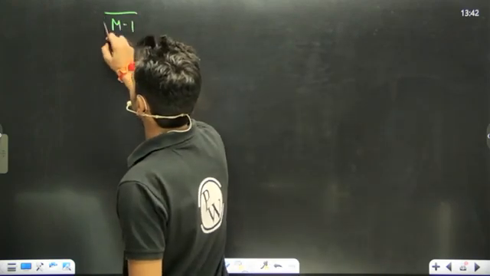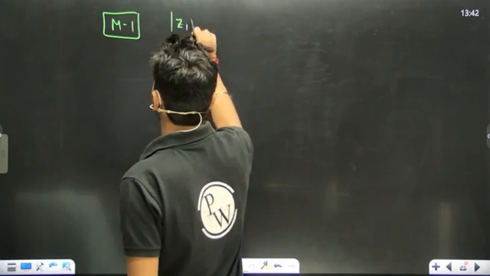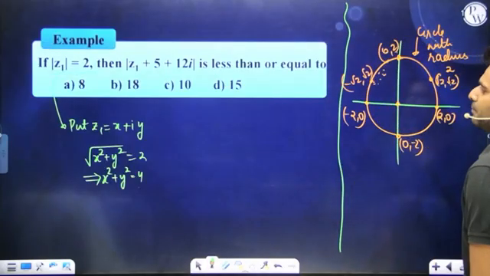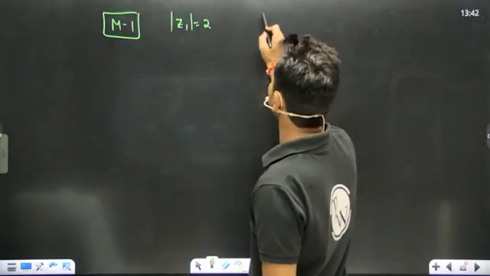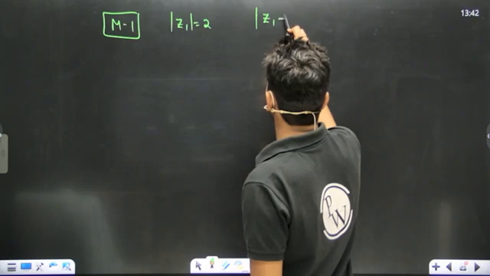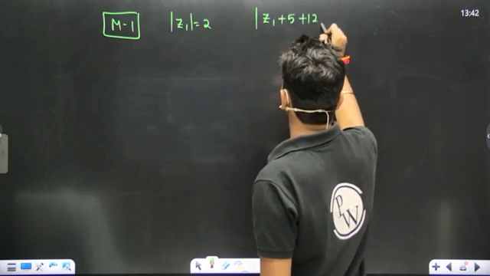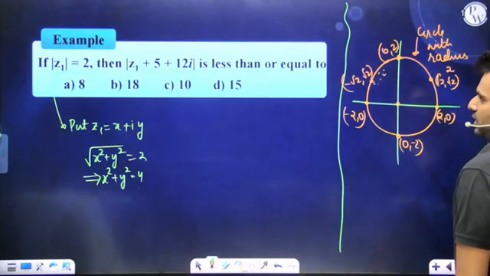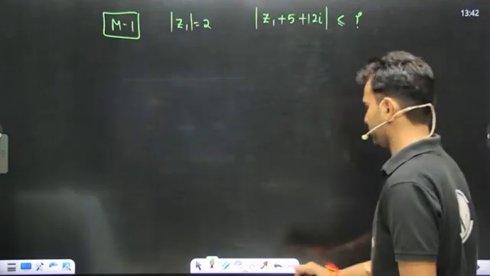What are the things given to us? The thing given to us is |z1| equals 2, and what we need to find out is |z1 + 5 + 12i| is less than or equal to what? Okay, this is what the question is asking me.